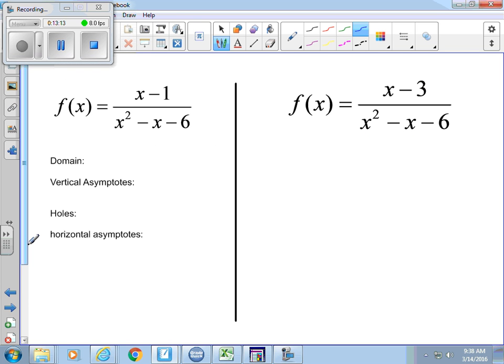So we're going to walk through some examples. We're going to find domain, we're going to find vertical asymptotes, we're going to find holes, and we're going to find horizontal asymptotes. And I have two examples here that are very, very similar. I did that on purpose to kind of compare them.